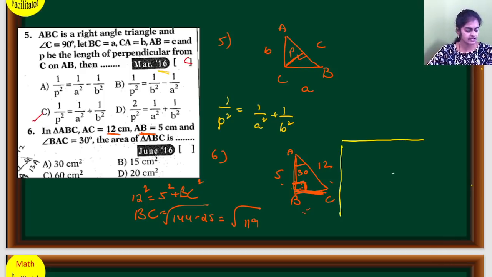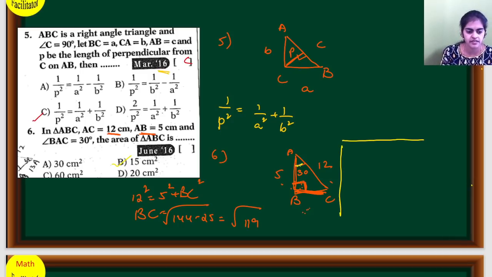Let me check the answer. Answer has to be option B, 15. So they are giving it as option B, 15. So this question, if possible, I'll post it on the Telegram, because here I don't feel like we are getting the answer.